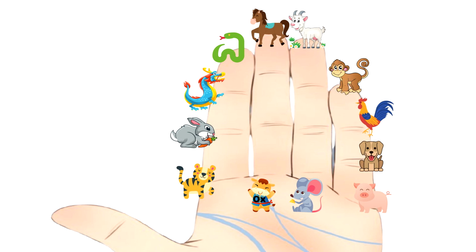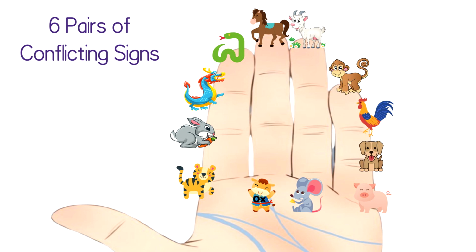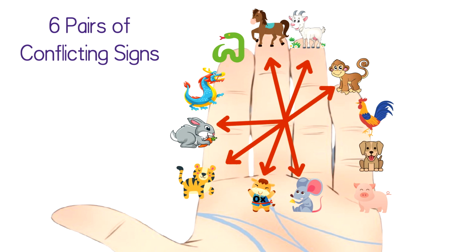Once we know the positions of the 12 animal signs, we can easily tell the 6 pairs of conflicting signs. An easy way to remember is to first identify the first pair, that's the rat and the horse. By moving the arrow clockwise, we'll be able to determine the rest.